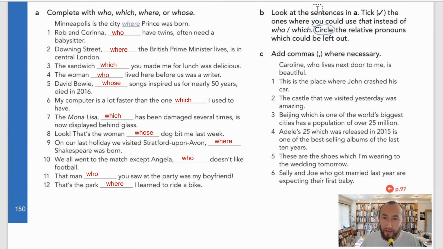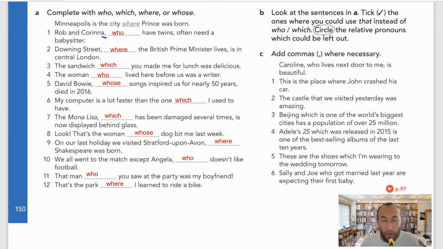B is asking us to look at the sentences in A, which we've done already, and tick the ones where you could use that instead of who and which. Then circle the relative pronouns which could be left out. All right, we'll do that. So here, number 1, can I use that here? No, I can't. Why? Because there is a comma, guys. When there is a comma, we cannot use that.